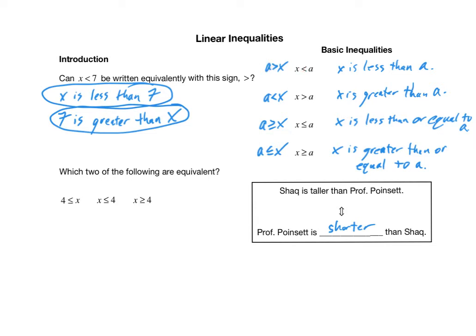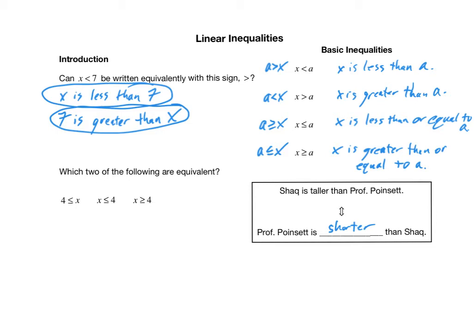With that in mind, which two of the following linear inequalities are equivalent? 4 is less than or equal to x, is less than or equal to 4, or x is greater than or equal to 4. Two of those are equivalent. What's the answer?